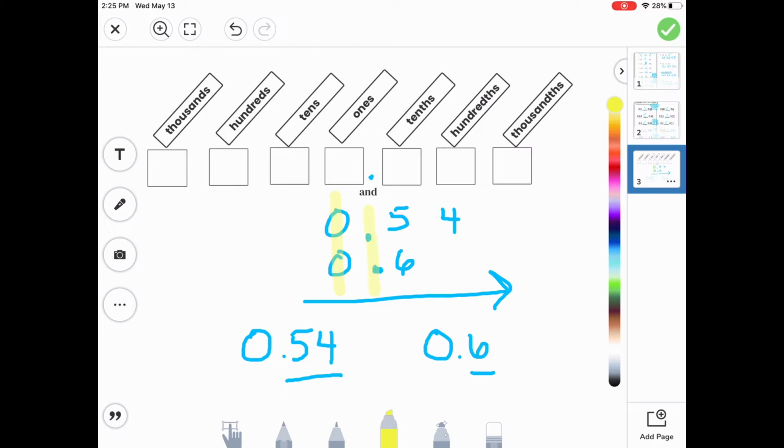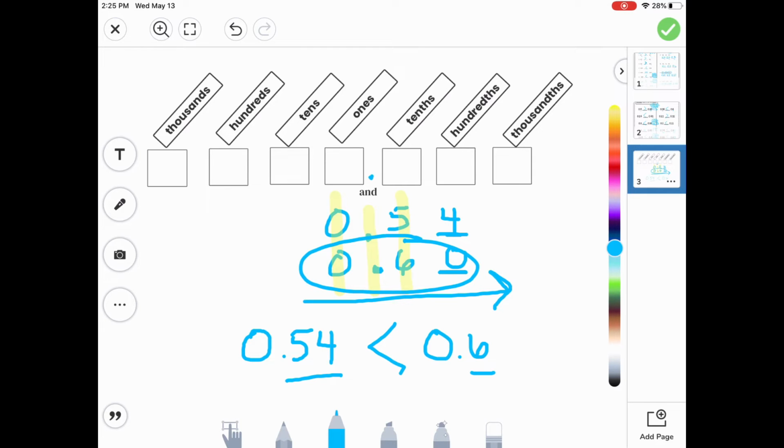My decimals are stacked up. And then I'm going to compare the tenths place. Here I can see that the bottom number has 6/10, and 6/10 is bigger than 5/10. Now you might be saying, but the top number has a 4 in the hundredths place. That's true. Technically the bottom number has a 0 placeholder down there.